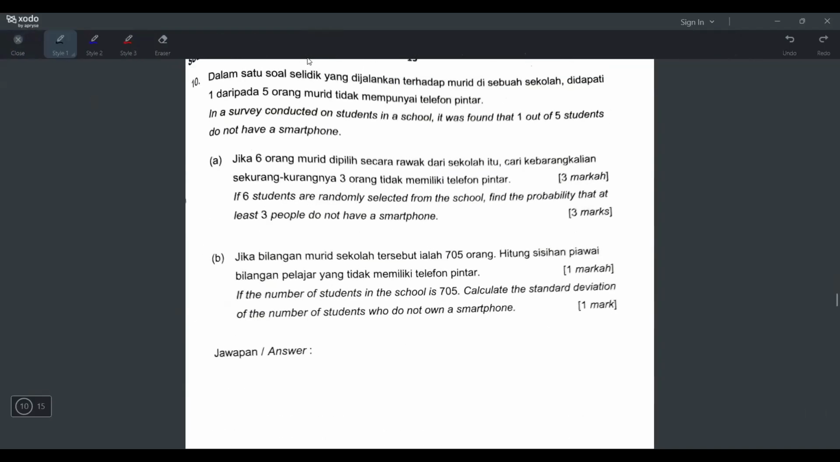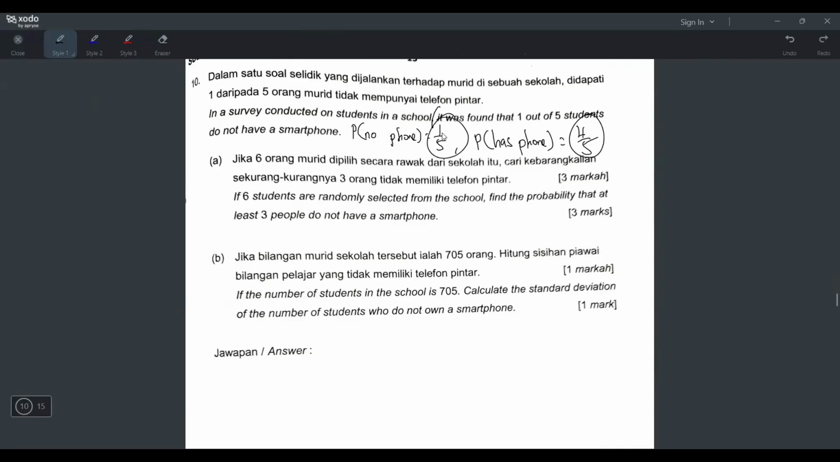Okay, let's do number 10. Okay, number 10, let's read. In a survey conducted on students in a school, it was found that 1 out of 5 do not have a smartphone. So probability no phone is 1 over 5. Then what is the probability of has phone? It will be 1 minus 1 over 5, which is 4 over 5.